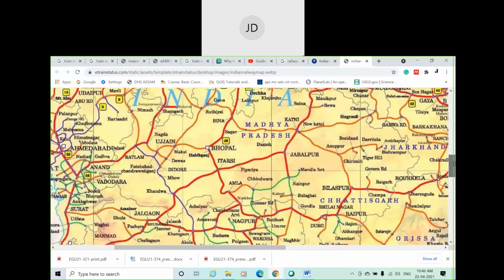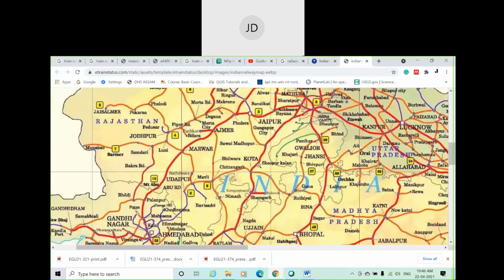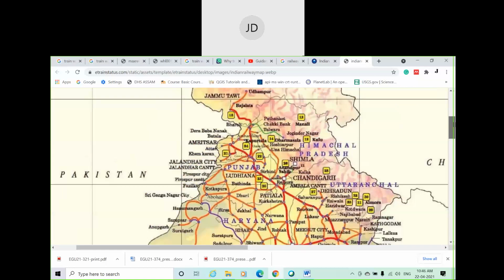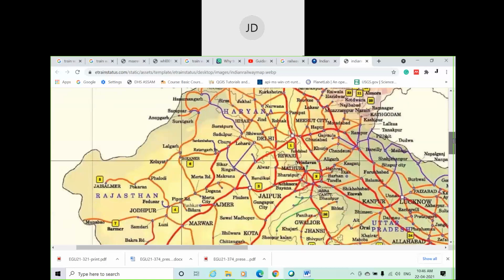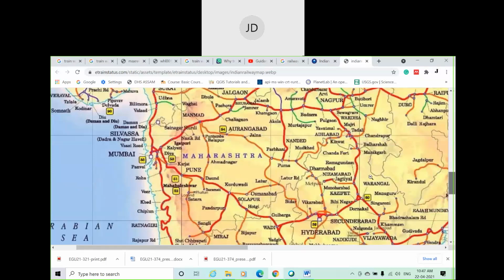You can see even in the Indian map, this dark red color is widely spread. This red color represents your broad gauge. So you can see the standard gauge is connected state to state also. You can look closely.